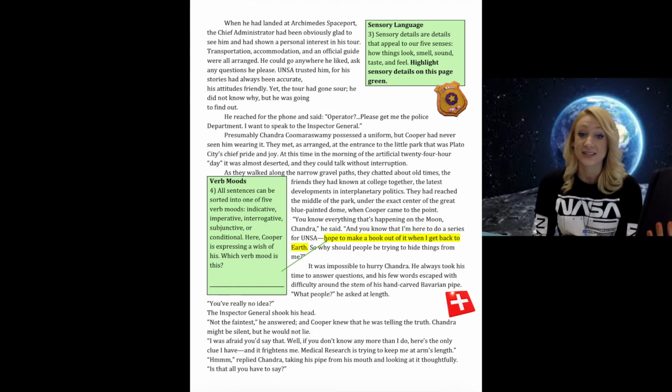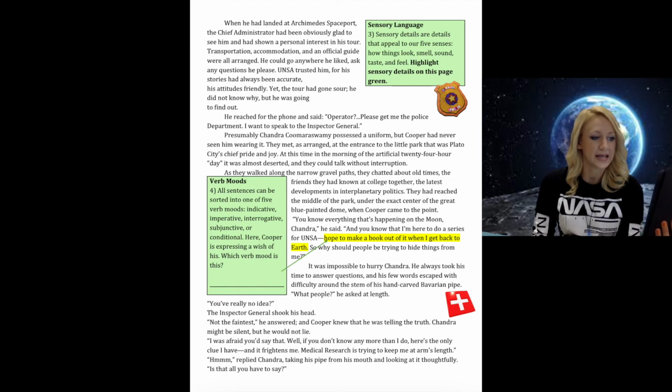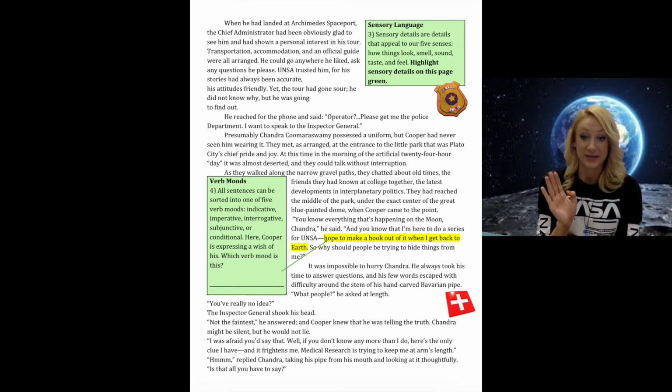Okay, so let's take a look at our tasks for page 2. The first one is sensory language. Sensory details are details that appeal to our 5 senses: how things look, smell, sound, taste, and feel. Highlight sensory details on this page, green. So going in and looking for things that describe a smell, a sound, how they look, how they taste, how they feel, highlighting all of that sensory language, green. So pause me, go over to your assignment, and let's do that now.